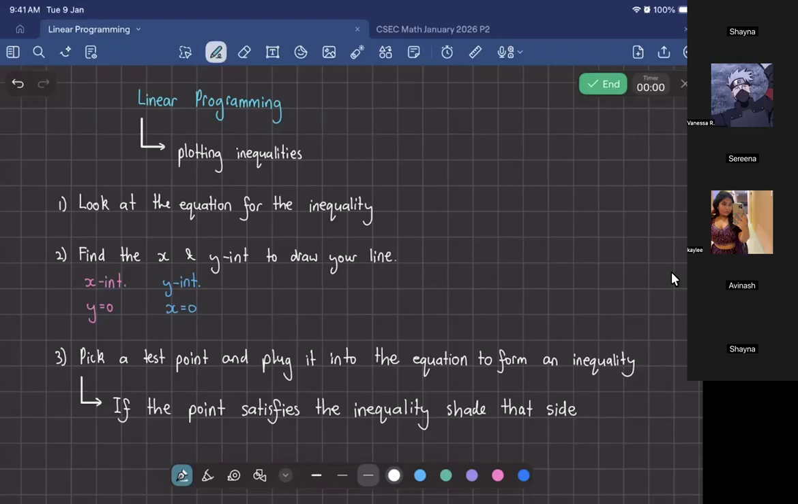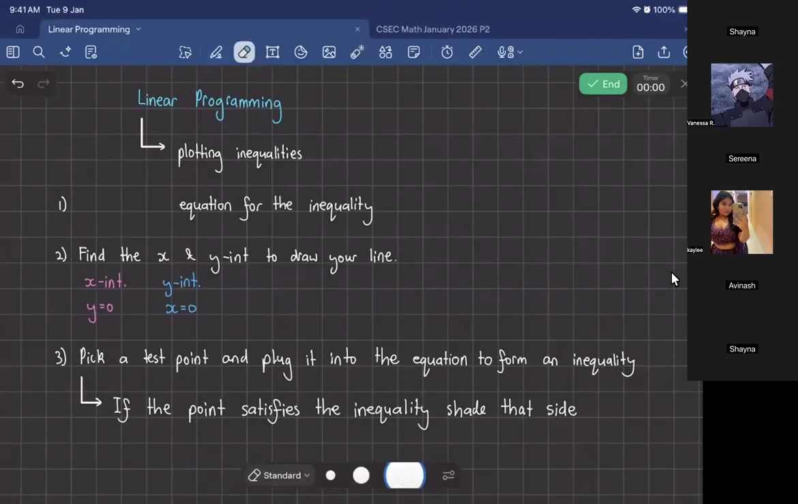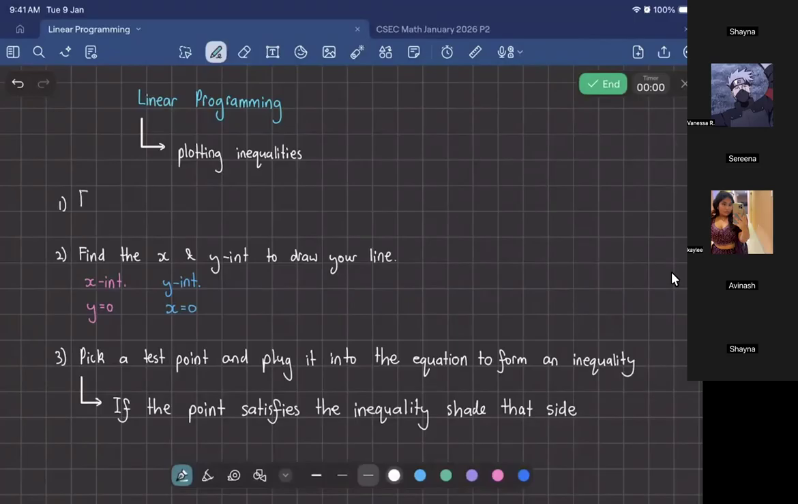What I wrote on the screen is exactly what you have to do, and you'll get it correct every single time. So you look at the equation for the inequality. I could probably write this better, right? Write this a little better. From the inequality, form your inequality. Yeah, that's better. So guys, take 3 minutes and copy this down. So by 6:36 you should have it done.